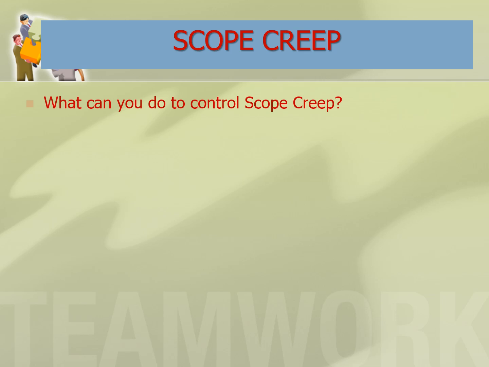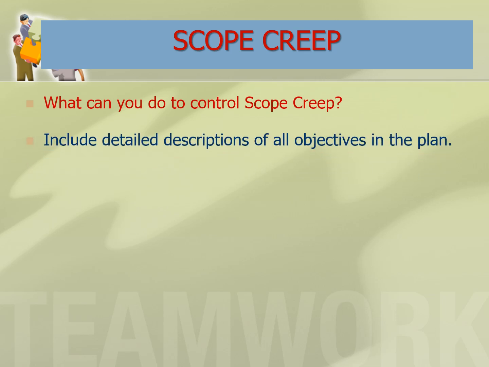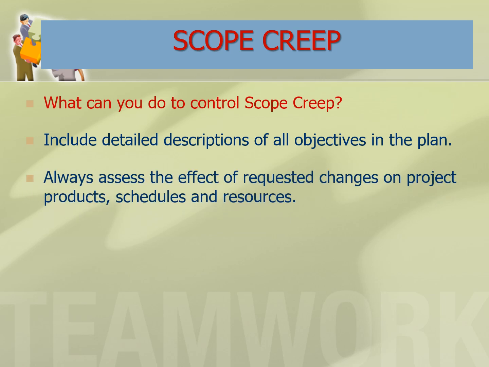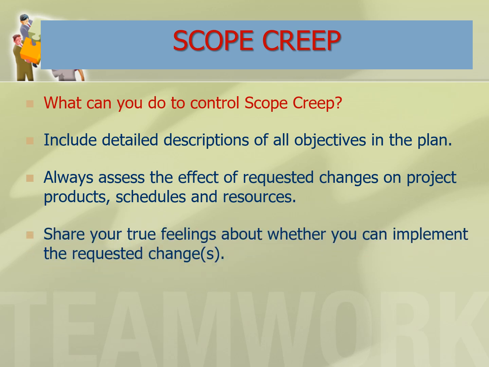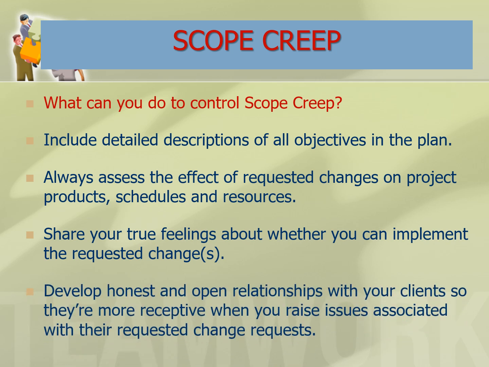So what can you do to help control scope creep? Number one, include detailed descriptions of all objectives in the plan. Always assess the effect of requested changes on project products, their schedules, and the resources. Share your true feelings about whether you can implement these requested changes within the time frame that they're asking. And develop open and honest relationships with your clients so they're going to be more receptive when you raise issues associated with the change requests they give you.